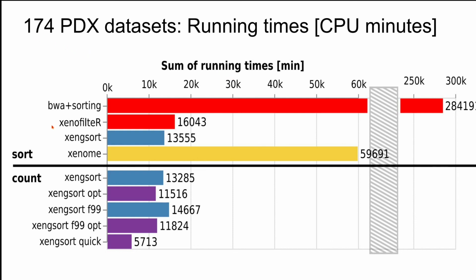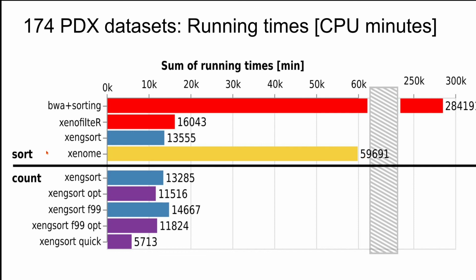Now, if you look at the xenofilter tool, which only compares to BAM files, and compare it to Xengsort, which does the full alignment-free analysis, you find that even scanning the BAM files is slower than doing the full sorting from the raw data. If you add the time required to do the alignments and to sort the BAM files, of course, using an alignment-based approach takes forever. Xengsort should be compared to the other alignment-free tool, which is Xenome, but here you see that it's over 4 times slower on these data sets.